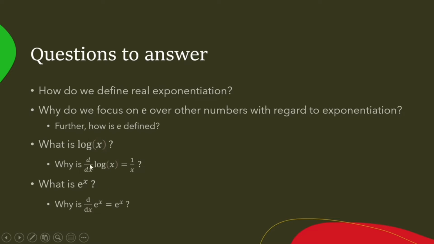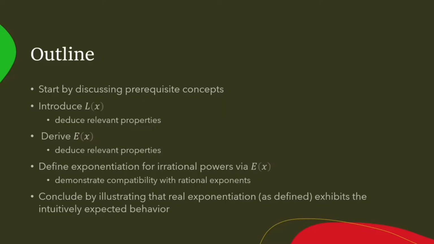And so these will be used en route to defining real exponentiation. So here's the outline for the path that we're going to be taking in this video. First, we're going to start by discussing some relevant prerequisite concepts that we're going to need, and then we're going to be introducing L of x and E of x. So L is suggestively notated to represent the natural logarithm function, and E suggestively notated to represent the exponential function. And so we'll introduce these functions, and we'll deduce some relevant properties.